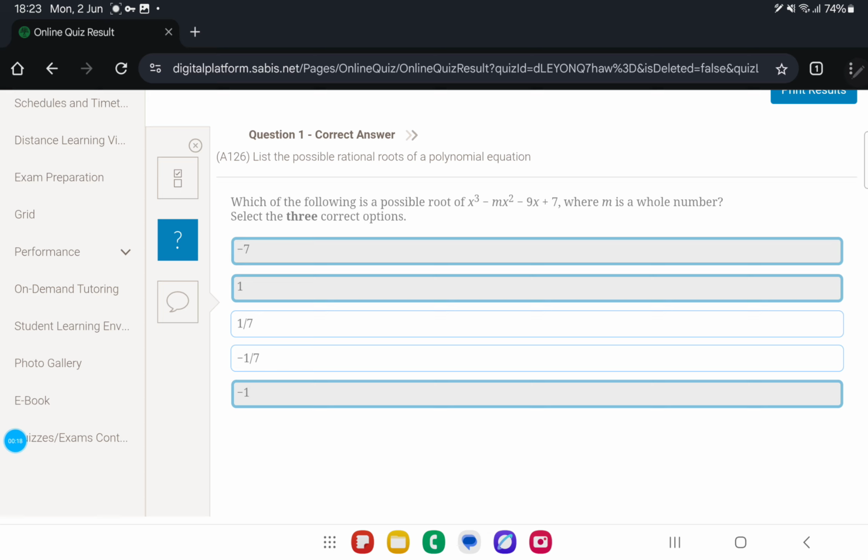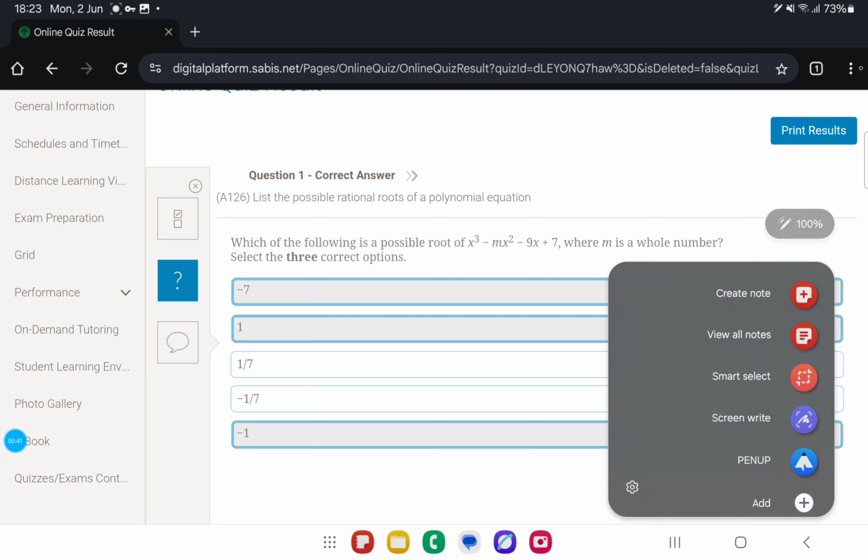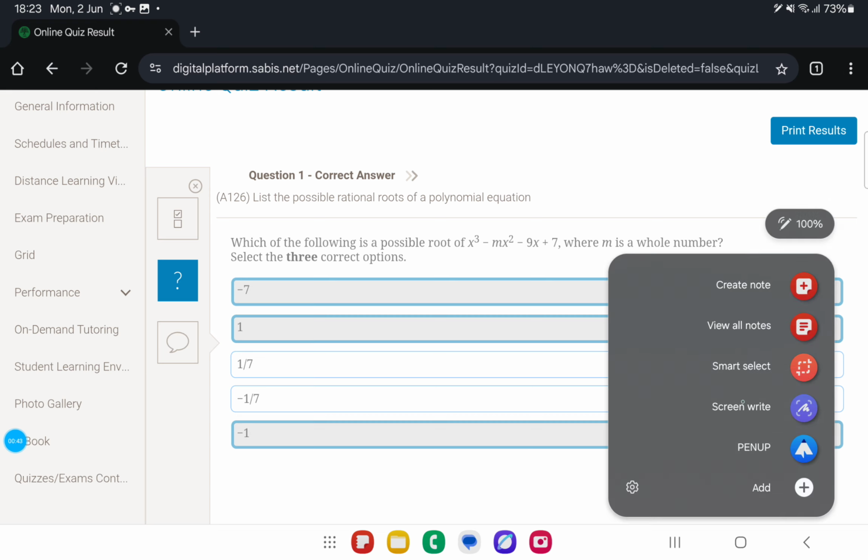The first question: which of the following is the possible root of x cubed minus mx squared minus 9x plus 7, where m is a whole number? Select the three correct options. Before we start, I need to tell you that this question is wrong. I don't think it's going to come the same in the exam. There's only one correct option here, and I'll tell you why. I'll do only one of them to avoid wasting time.